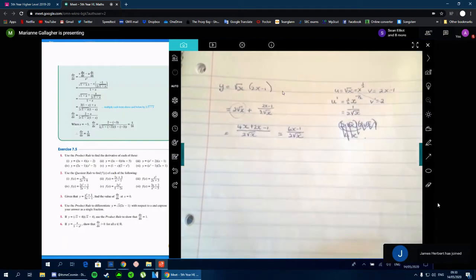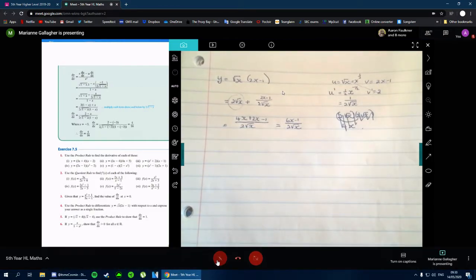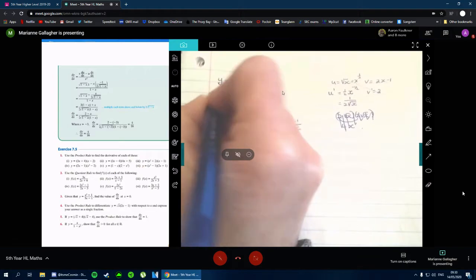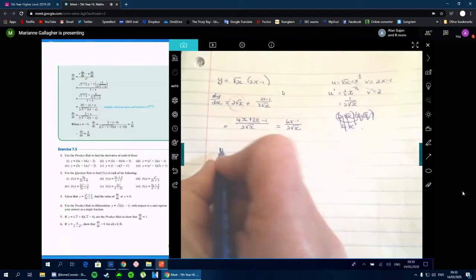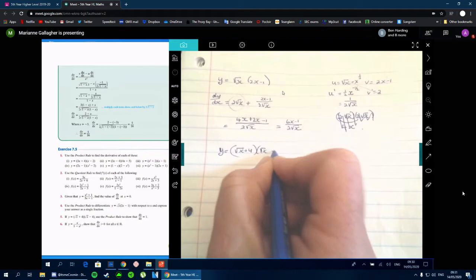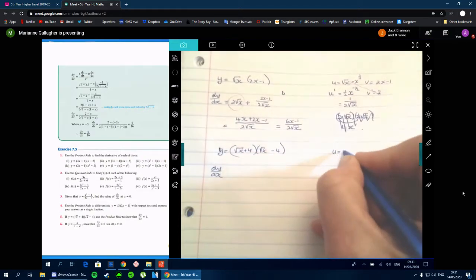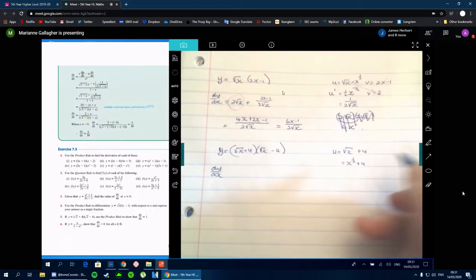Okay, and then question 5. Is that okay for everyone? My question 5 is, I'm sorry, I should write dy dx there. Shame on you guys for not doing that, and then I'm not doing it myself. So y is equal to root x plus 4 times root x minus 4. So dy dx. So u is root x plus 4, which is x to the power of a half plus 4. And v is root x minus 4, which is x to the power of a half minus 4.